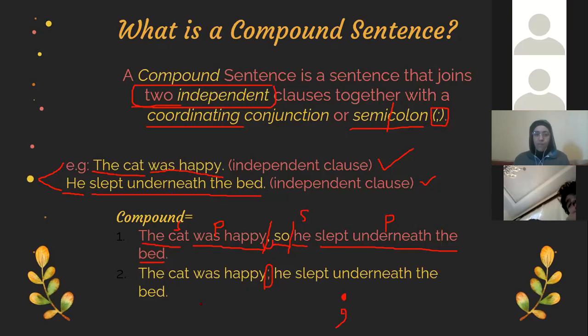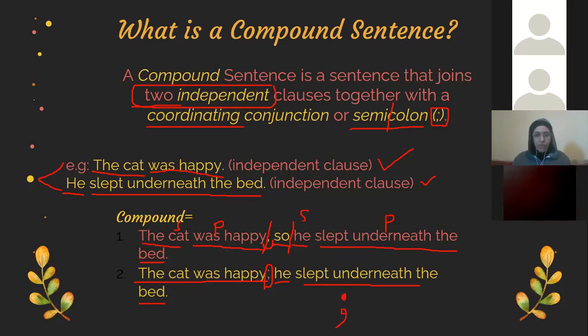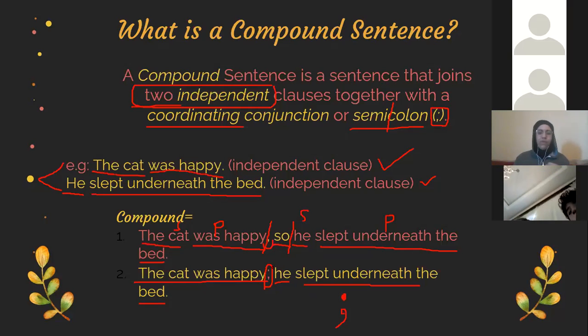Also, in this way, I made a compound sentence. Let's check. The first independent clause is still the same. The cat was happy. I still have a subject and a predicate. And the second independent clause is still the same. We didn't change anything in it. The subject is he, and slept underneath the bed is the predicate. If you notice, I didn't remove anything from the independent clauses or the simple sentences. I just joined them, connected them together with one of these two ways and made a compound sentence.